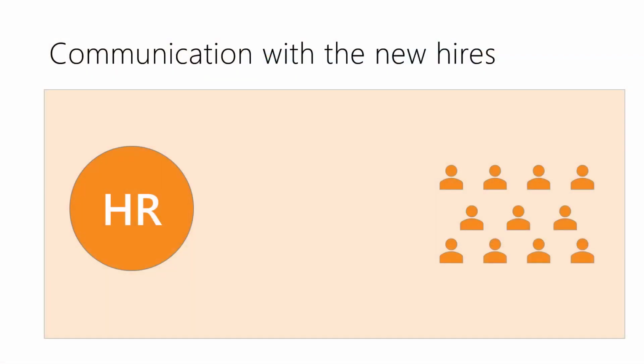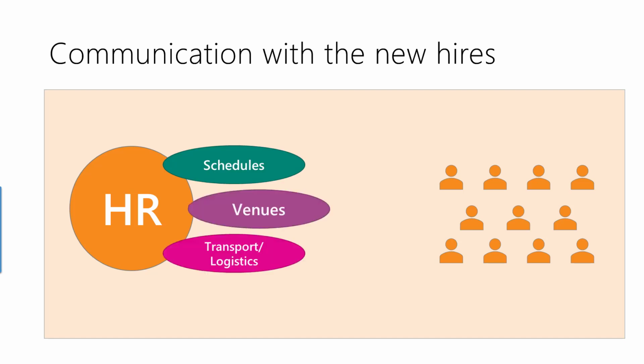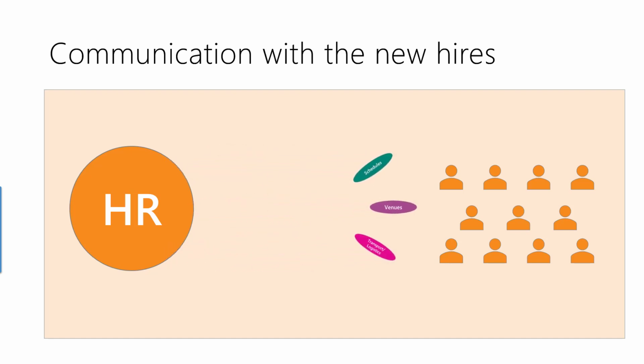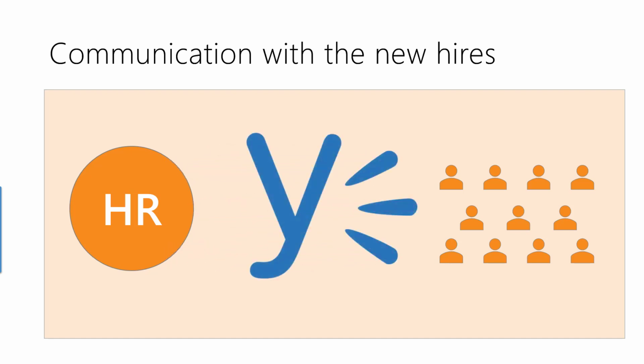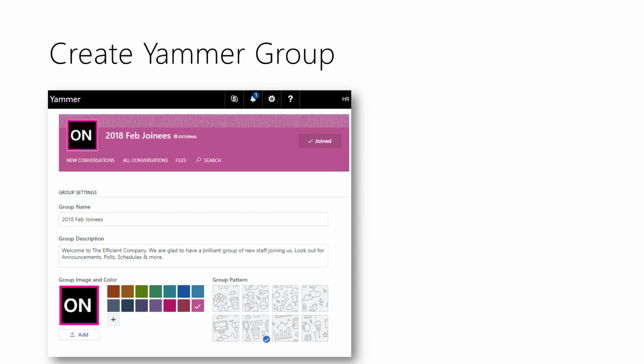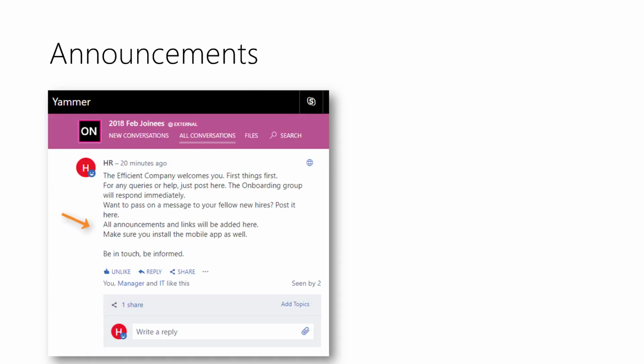The new hires need timely and clear communication regarding onboarding schedules, venues, transportation, and logistics. This type of one-way communication is best managed using Yammer, not Teams. Yammer is a secure, private corporate social network. Create a group and add the new hires to it. You can now post the details in Yammer. New hires can not just see the posts, but also like, share, and comment on them.